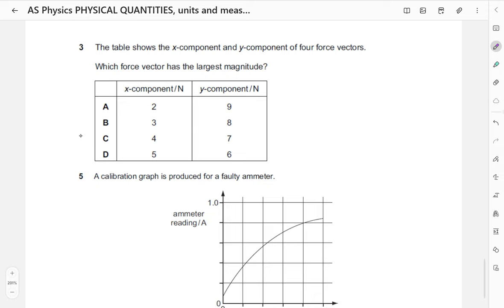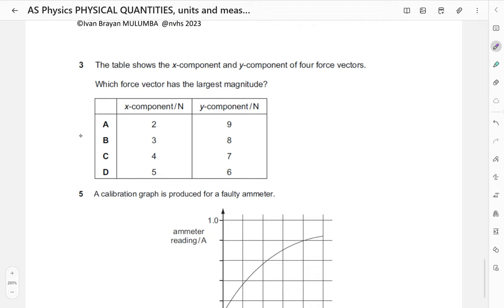The table shows the x component and y component of four force vectors. Which force vector has the largest magnitude? Okay, so here we have x component is 2, y component is 9.